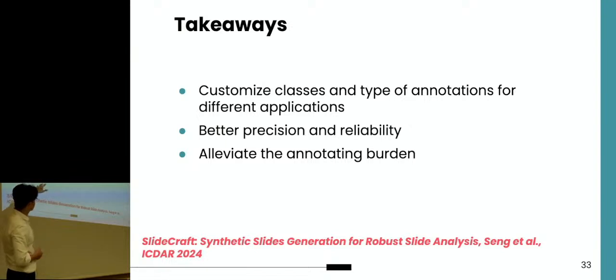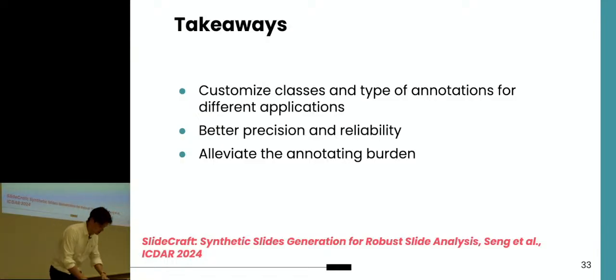It allows for better performance, so better precision and reliability for the classes, for the prediction of the boxes. And also, we saw that it reduced the need for annotation. And this work was published at this conference, ICDAR, in 2024.